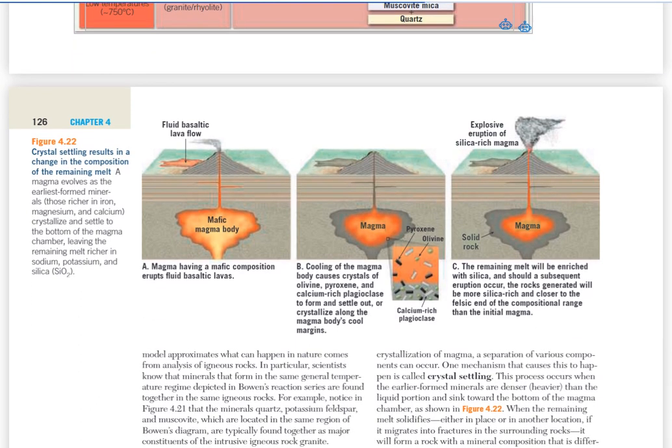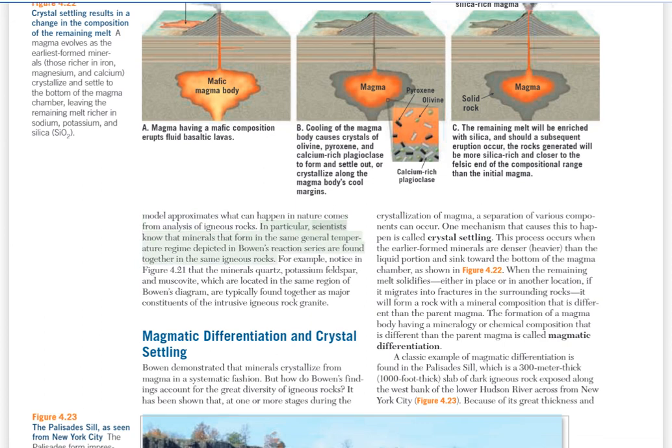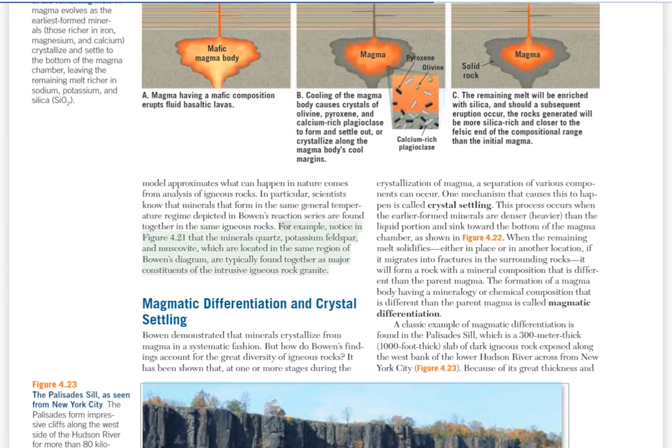Evidence that this model approximates what can happen in nature comes from analysis of igneous rocks. In particular, scientists note that minerals that form in the same general temperature regime depicted in Bowen's reaction series are found together in the same igneous rocks. For example, notice in Figure 4.21 that the minerals quartz, potassium feldspar, and muscovite, which are located in the same region of Bowen's diagram, are typically found together as major constituents of the intrusive igneous rock granite.